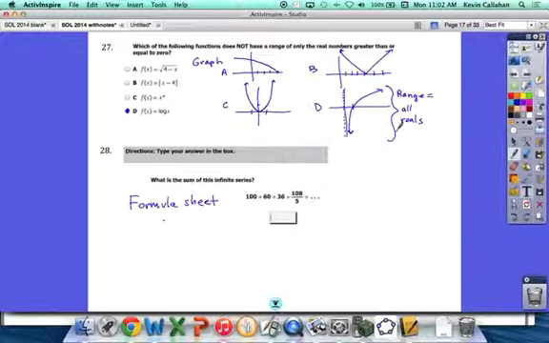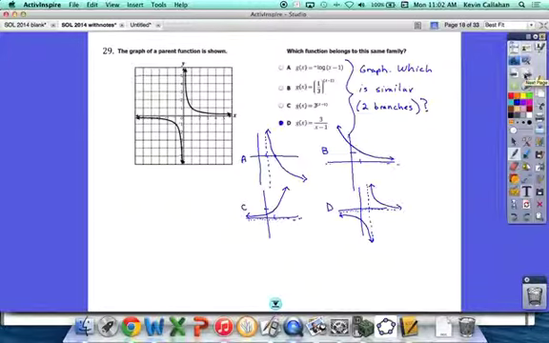Okay, this is an infinite series. We just did one like that, but formula sheet. We should know how to use the formula sheet for that. Which one of these looks like that? Well, you put them in the calculator and see which one has this shape that looks the same. This is the shape of A, B, C, and none of them look like that. And then that's the shape of that. Inverse variation.